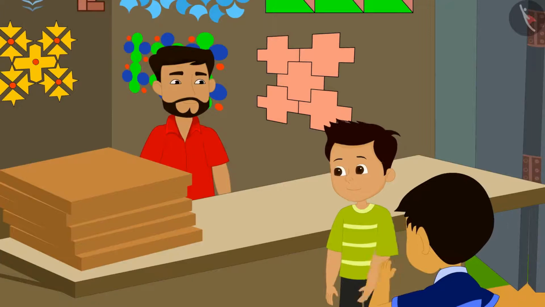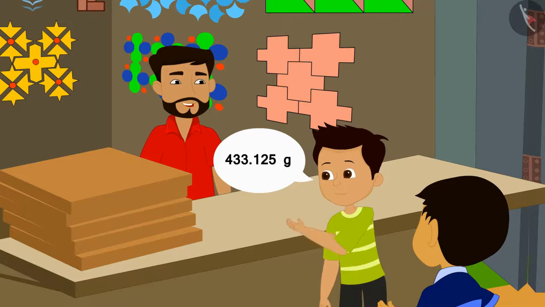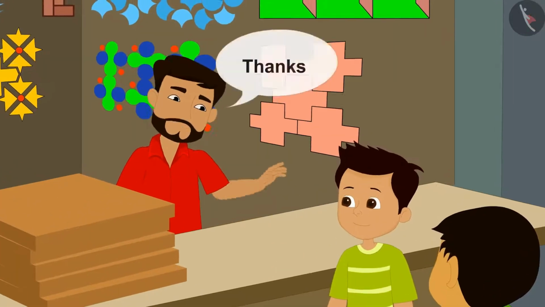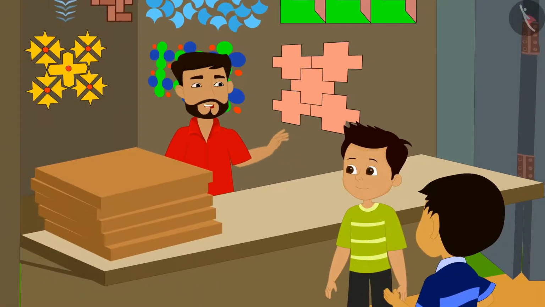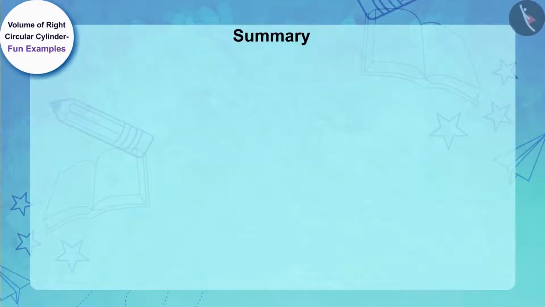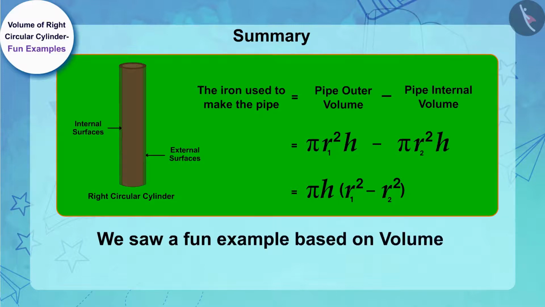The two friends told Uncle the amount of iron needed to make the pipe. On knowing this, Uncle thanked both of them and appreciated their intelligence. Friends, in this video, we saw a fun example based on volume of right circular cylinder. So hopefully, now you have a good understanding of volume of right circular cylinder.